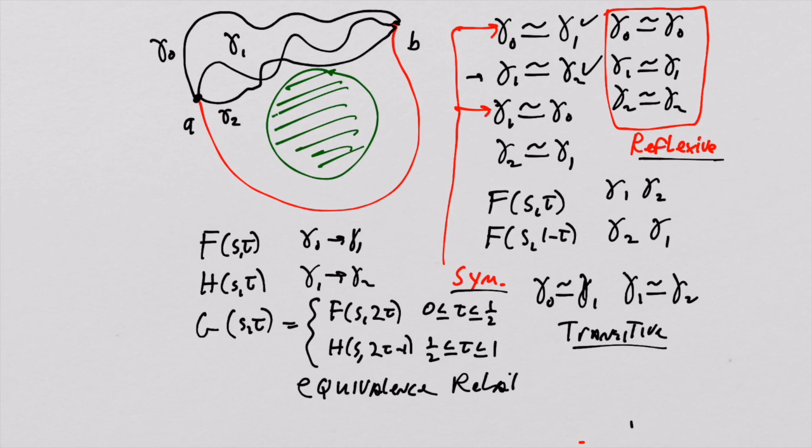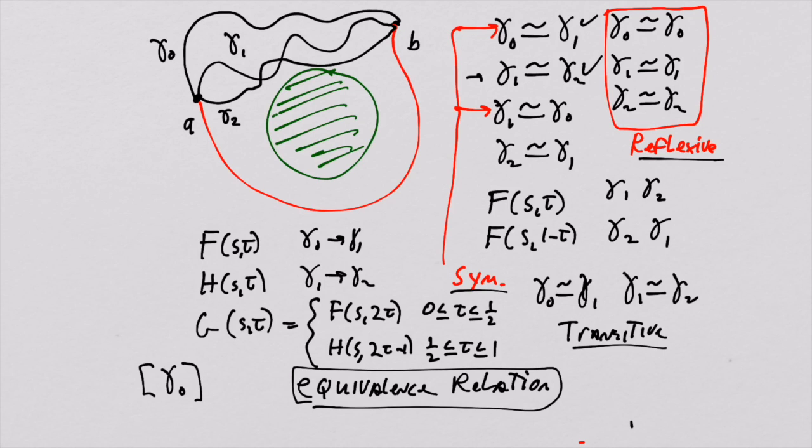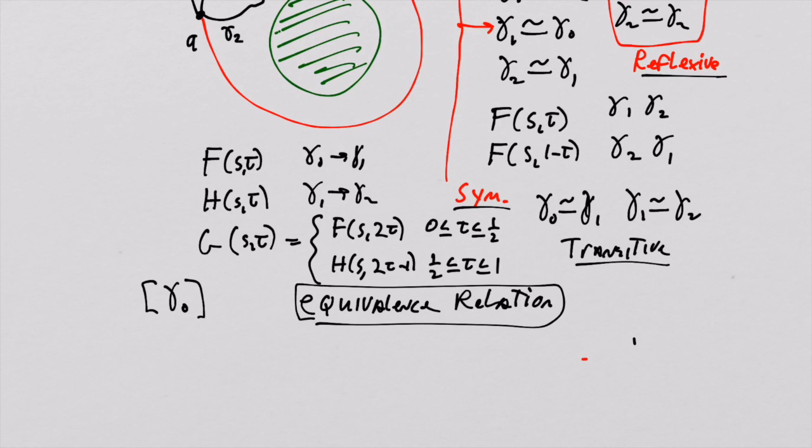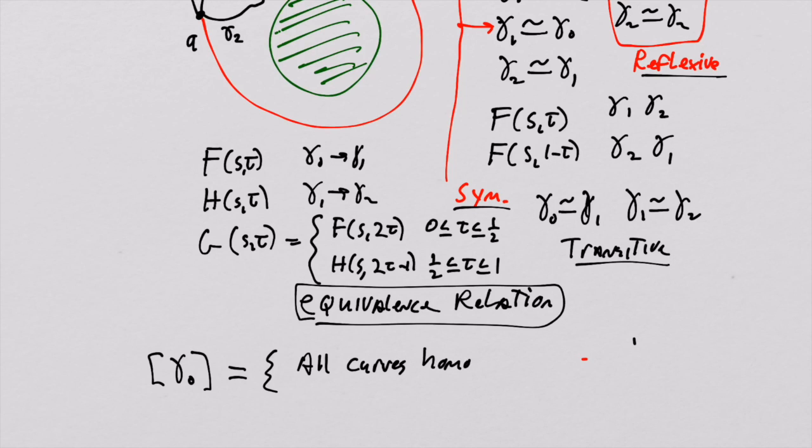It's an equivalence relation. And that's important, because now I can free myself from talking about a single homotopic curve, and I can talk about all the curves. This is going to be, let me move this down here, the set of all curves homotopic to gamma 0, right? And that is the equivalence class. And we discussed this extensively when we talked about quotient spaces.